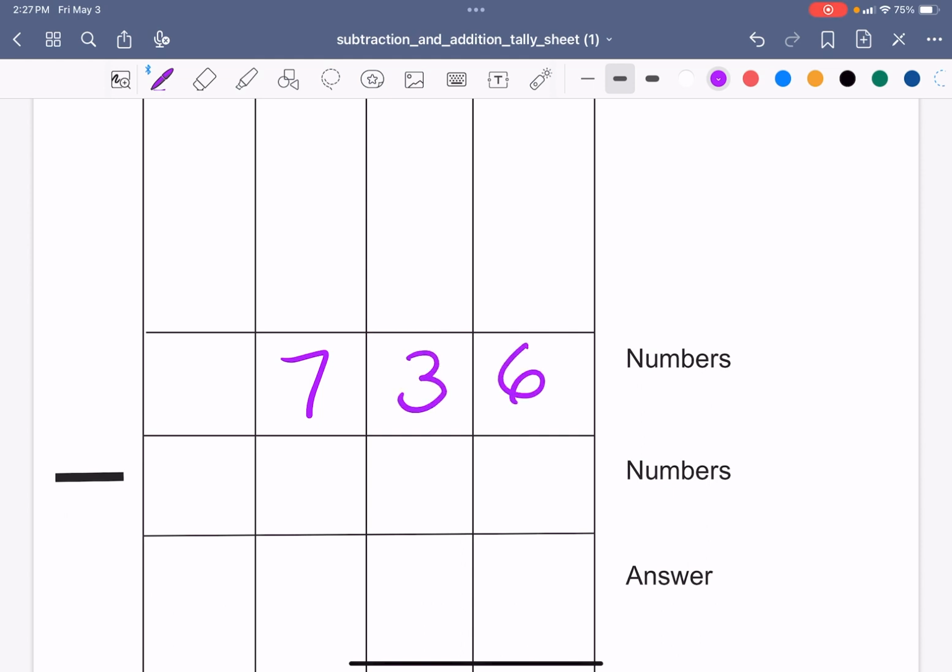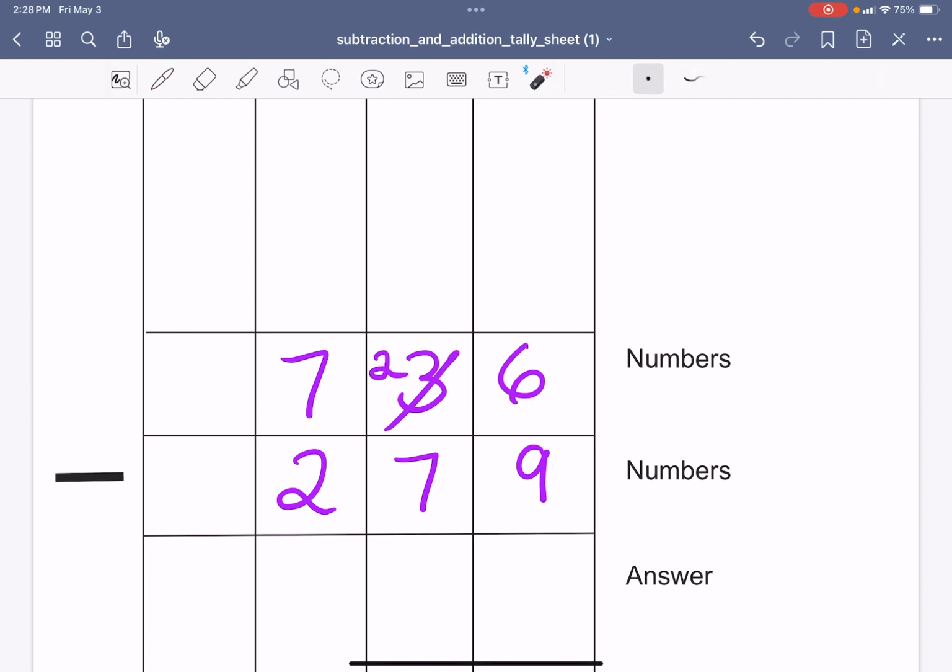736 minus 279. So we have 6 minus 9. We can't do that. So we have to go next door and borrow. So the 3 becomes a 2. And the 6 becomes a 16. So 16 minus 9 is 7.